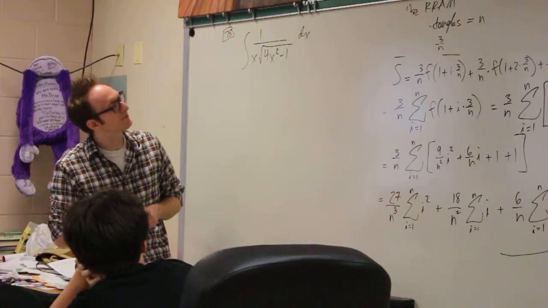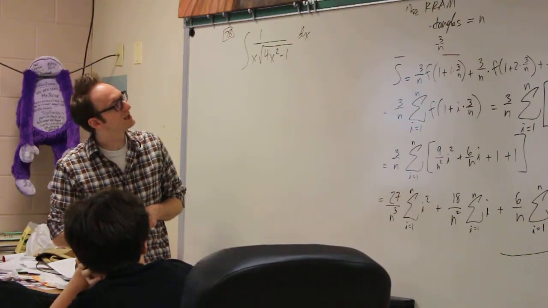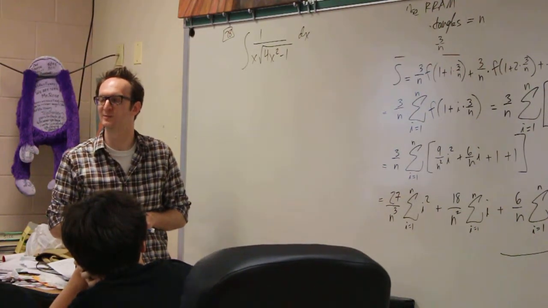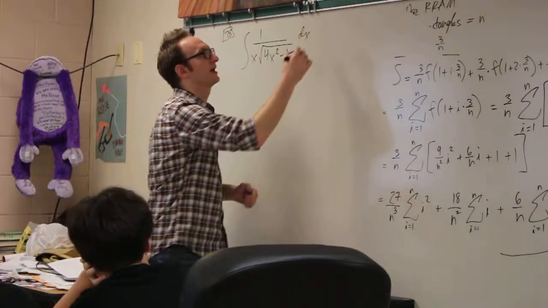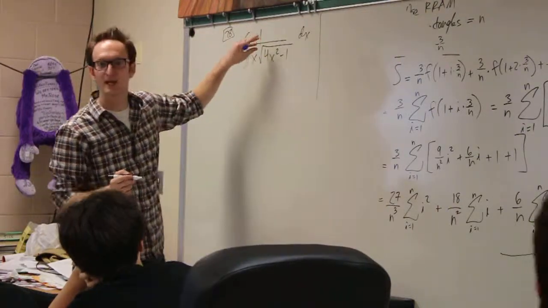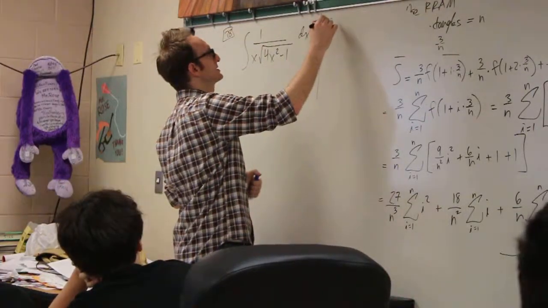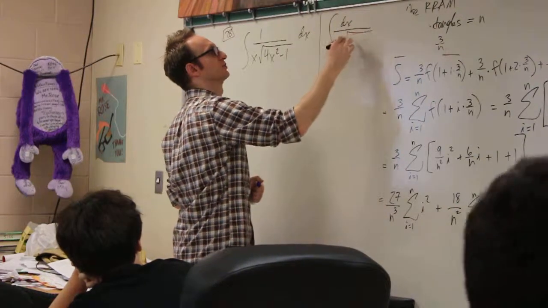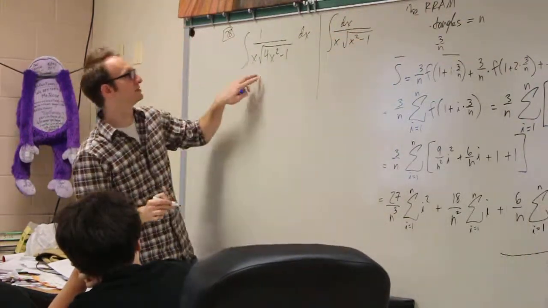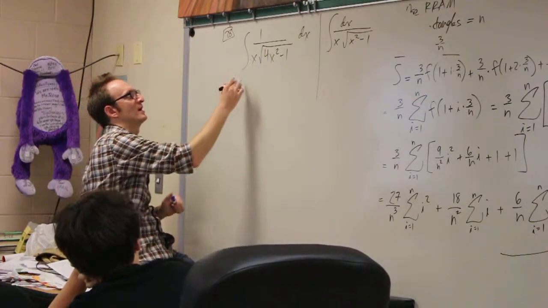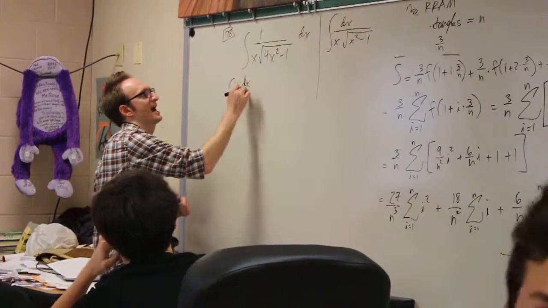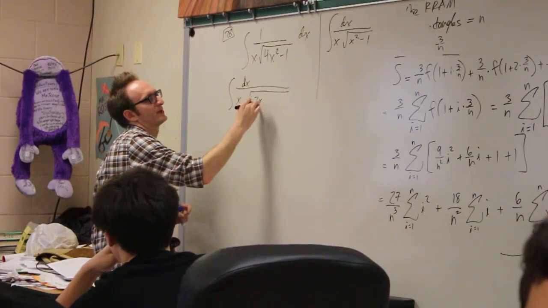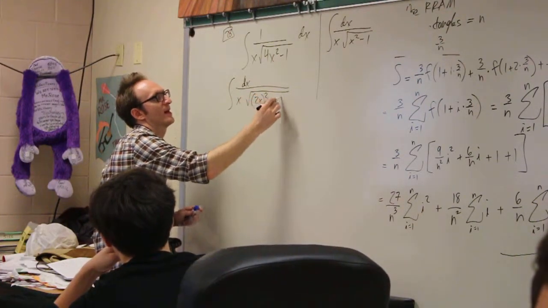What about x root 4x squared minus 1? How do we do this? What should we do? I know what to do. I look at this and I feel like it's an arcsecant-ish. What is arcsecant? Arcsecant is 1 over x root x squared minus 1. So what I'm going to do is write this as dx over x root, and I'm going to think of this as 2x squared minus 1.